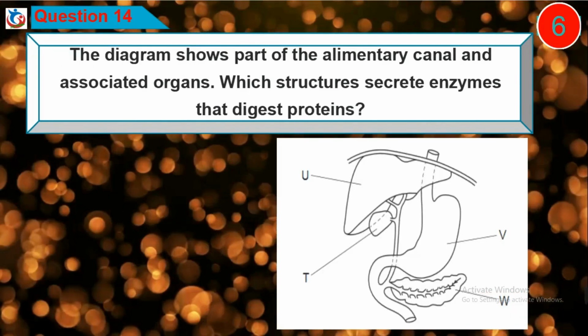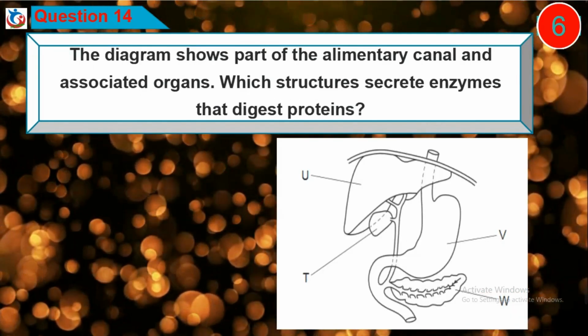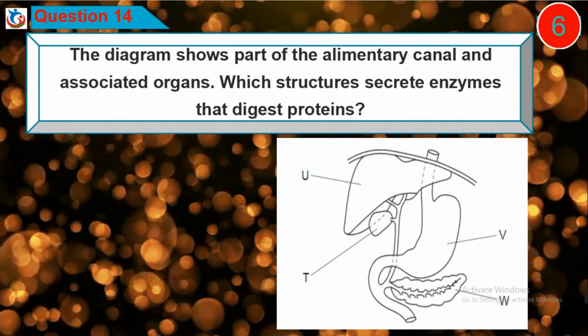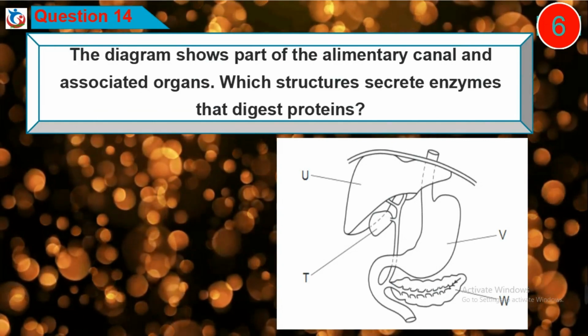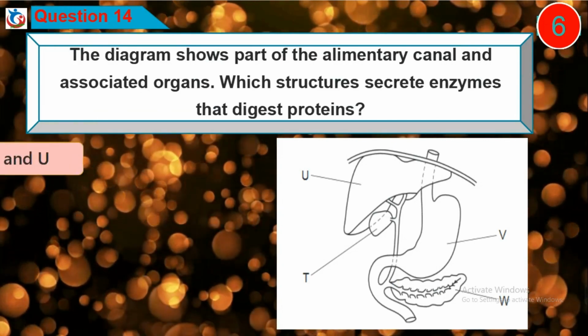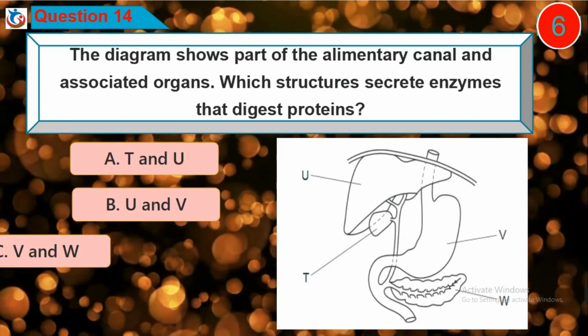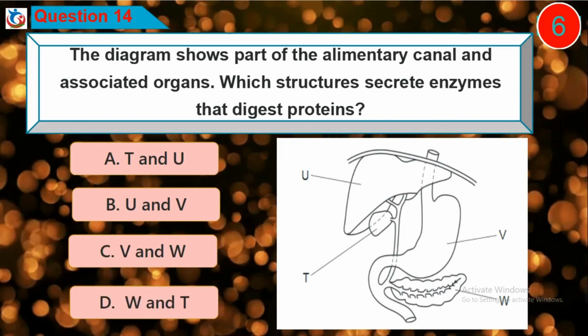Question 14. The diagram shows part of the alimentary canal and associated organs. Which structures secrete enzymes that digest proteins? Is it option A, B, C, or D?